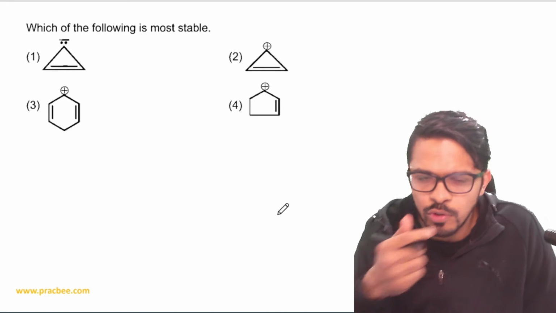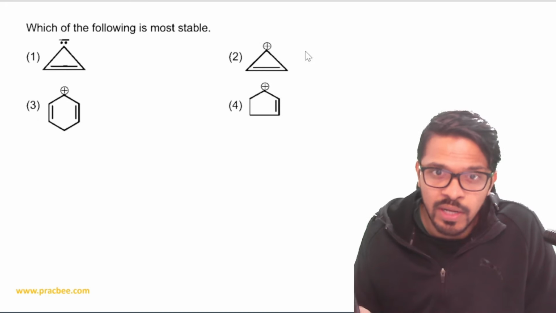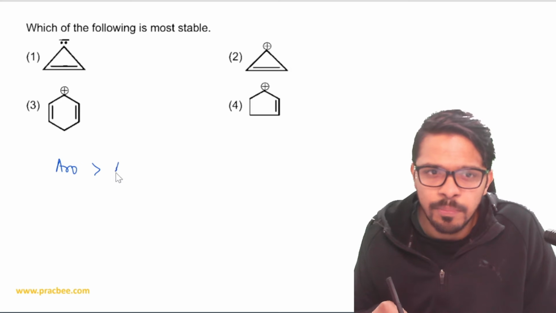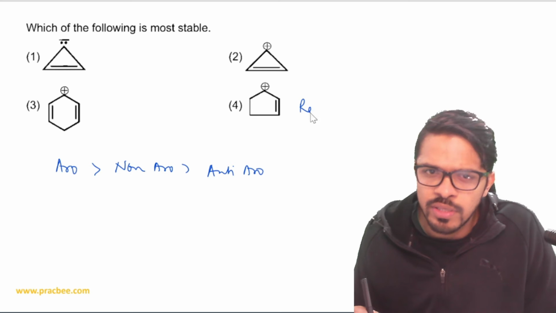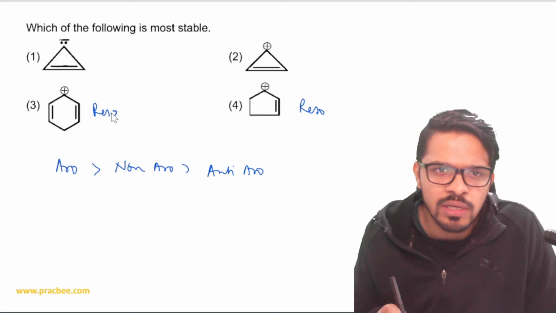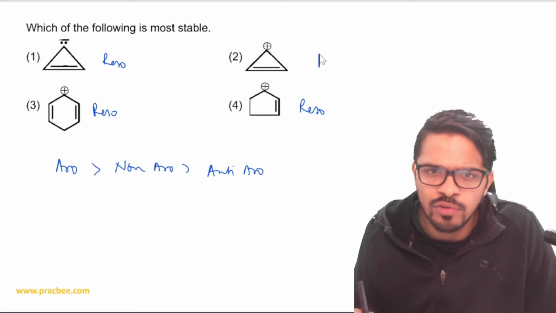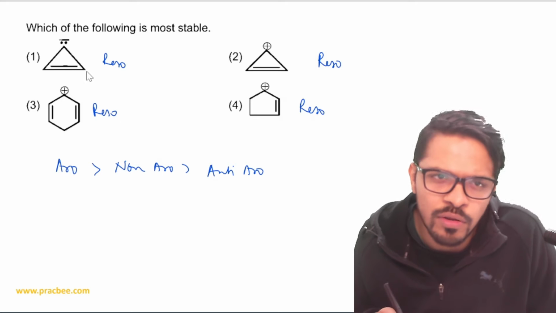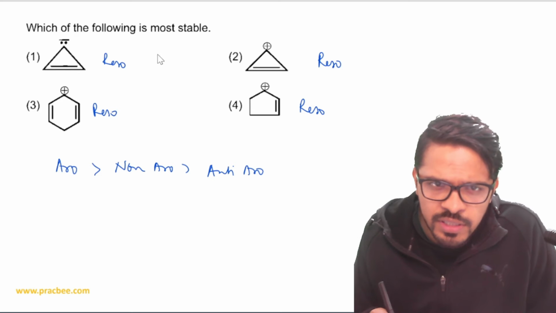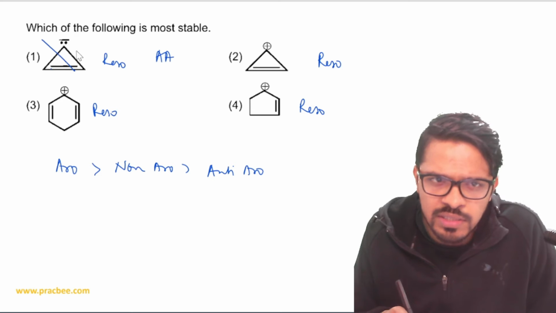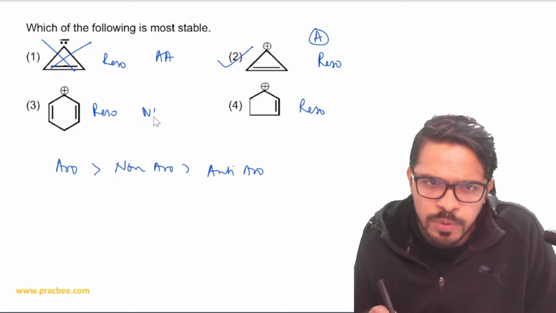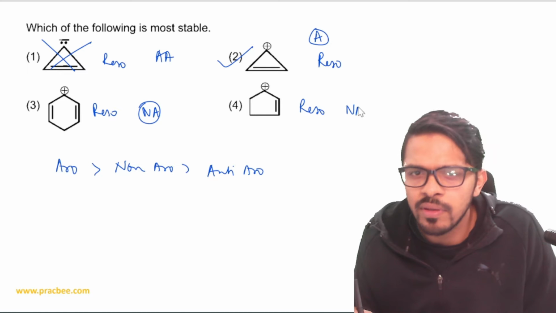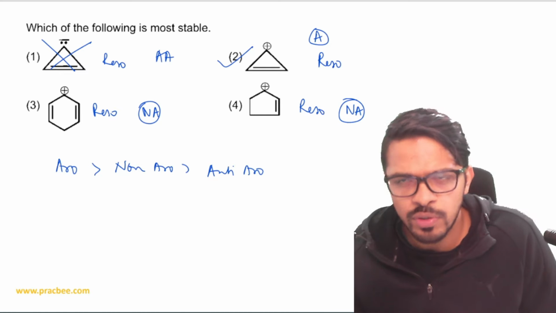Which of the following is most stable? We know an aromatic species is more stable as compared to non-aromatic, as compared to anti-aromatic. So there is resonance here, here, here, and here. I can see resonance is present in all the four compounds, but the first one is anti-aromatic, useless case. This is aromatic, best case. The other two species are non-aromatic, which are moderately stable. So the correct answer is 2.